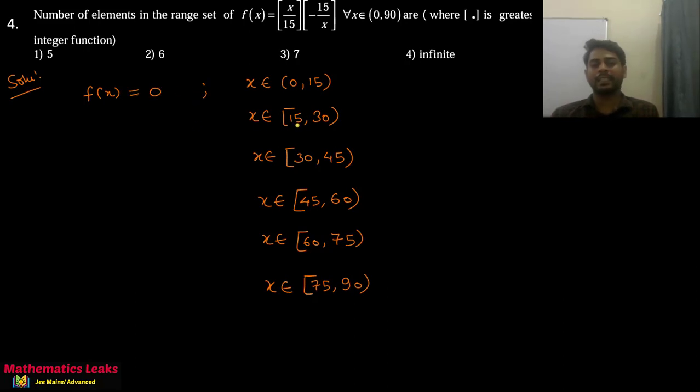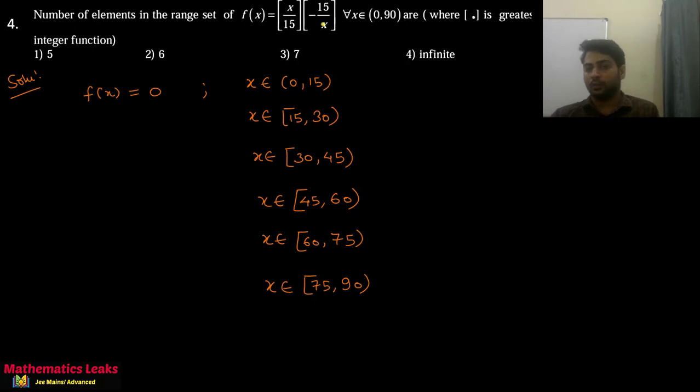Similarly, when x is in the closed interval 15 to open interval 30, if you see the first quantity in the product, at 15, dividing by 15 it will be 1. At 30 it will be 2. So in between 15 and 30 it will be 1 point something, and the greatest integer of 1 point something will always be 1. So this quantity is coming 1.